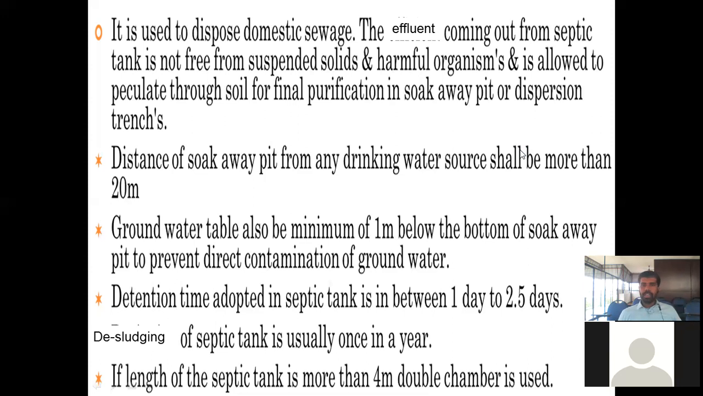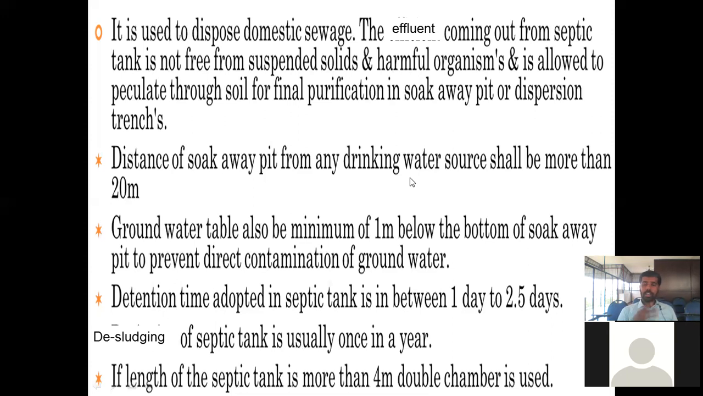Instead of a soak away pit, we can give dispersion trenches. That also we will be studying in coming classes. Now, coming to the distance of the soak away pit from any drinking water source, it shall be more than 20 meters. So these are very important.